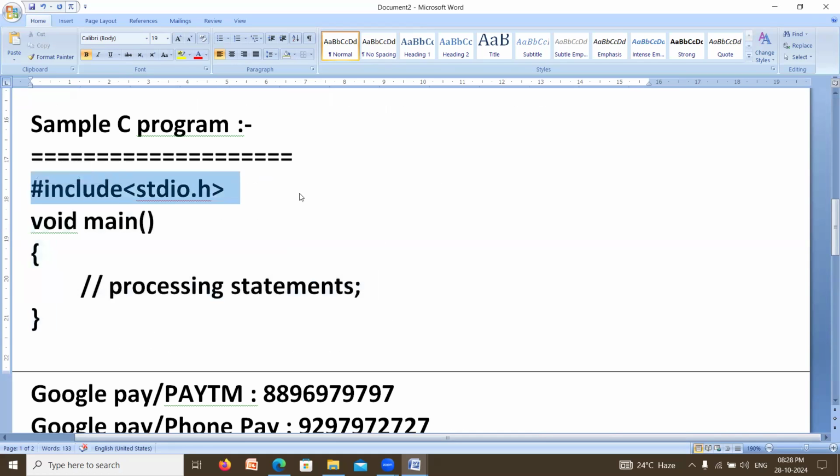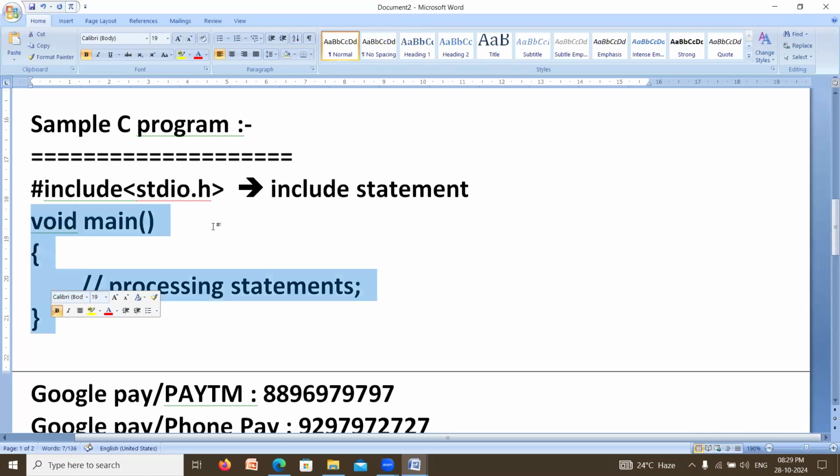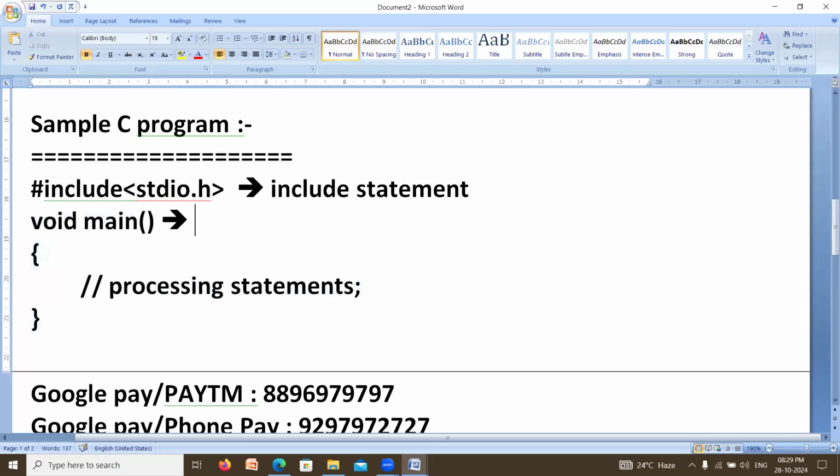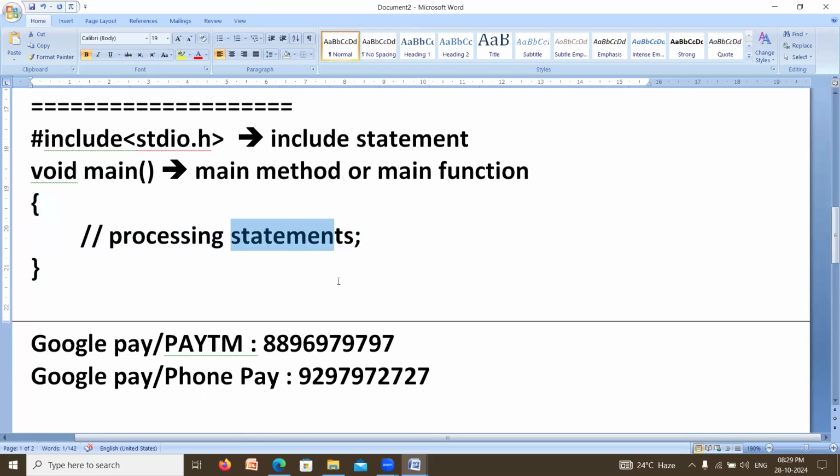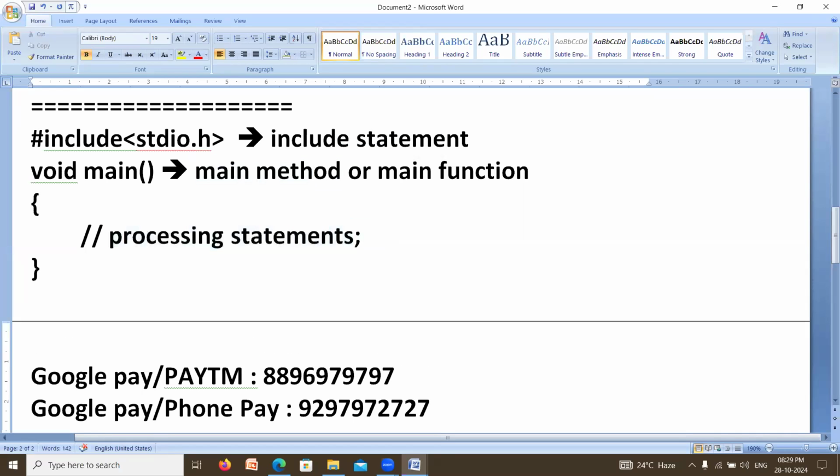Here it is called the include statement. It is called the main method, or main function. Both we can say. It is called the solution, or also the processing statement. First of all, what is the include statement? What is the main method? What are processing statements? We need to understand very clearly.